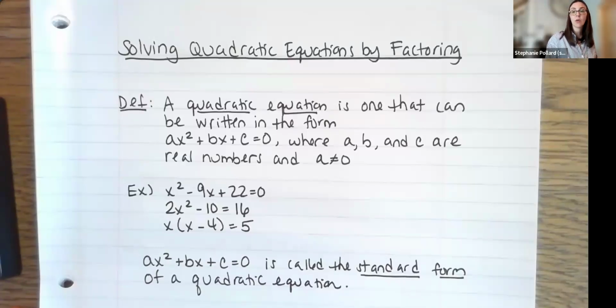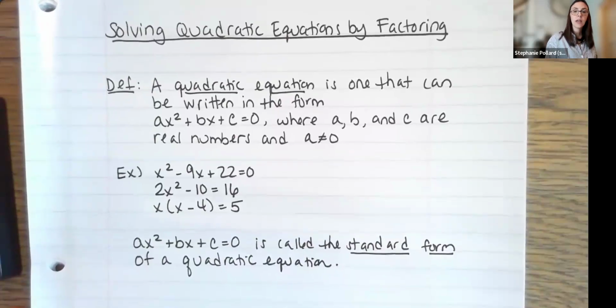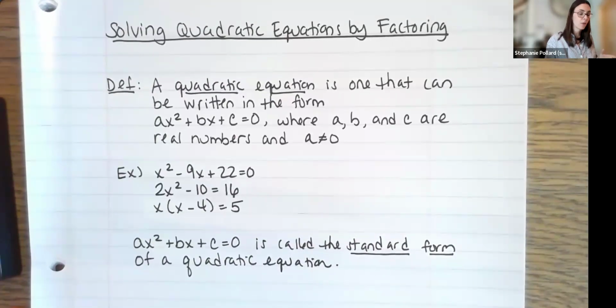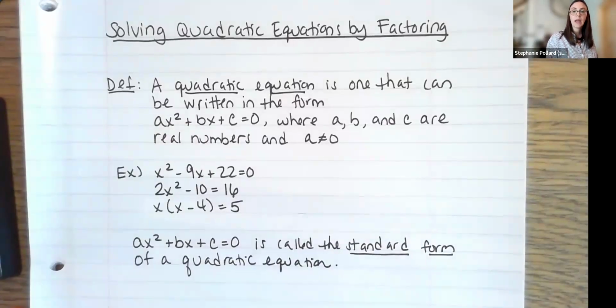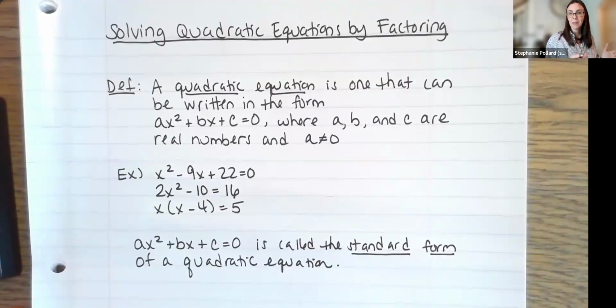So first, what is a quadratic equation? A quadratic equation is one that can be written in the form ax squared plus bx plus c equals 0, where a, b, and c are real numbers and a is not equal to 0. Now, what does that mean? It's just an equation where your highest power is a 2. So we're talking about something that has a square in it. And that's the big thing here.